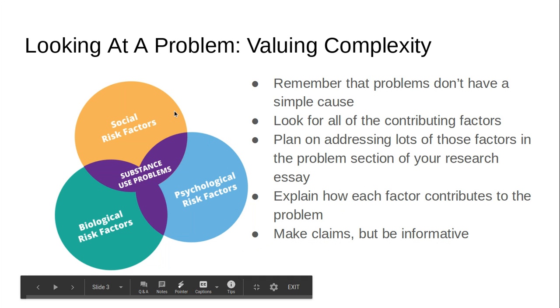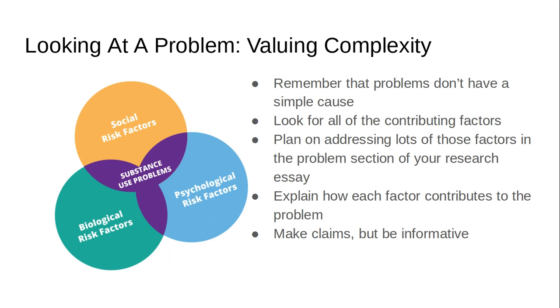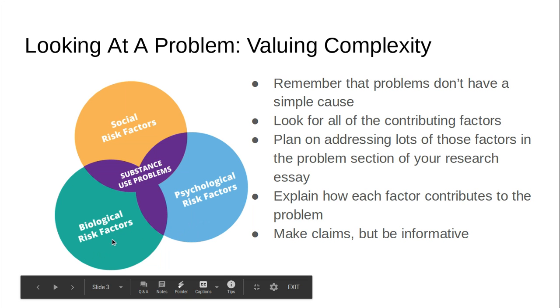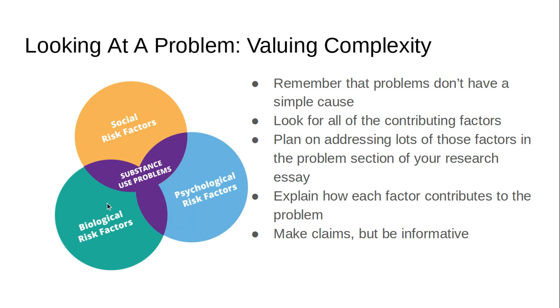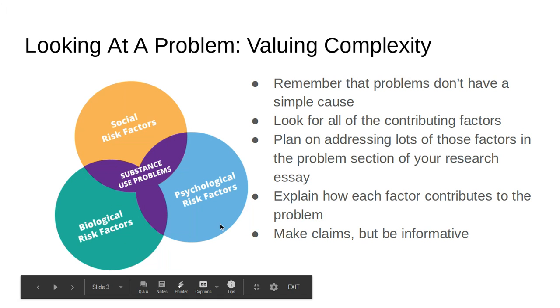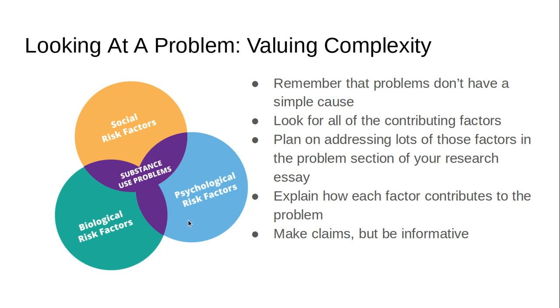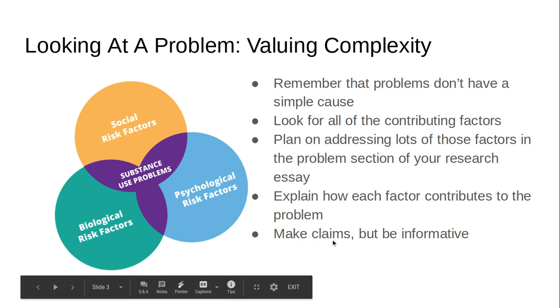Because, of course, all of these things can be argued about, right? People don't agree on how much biological risk factors have to do with substance use problems. There are different competing views about that. So after you've researched all of these things, that's when you're going to make your own stance and say, well, it seems like this is a risk factor and here's why. Or it seems like this is a risk factor and here's why. And so you're making claims, but you're also informing us, and then you'll use evidence to support those claims.